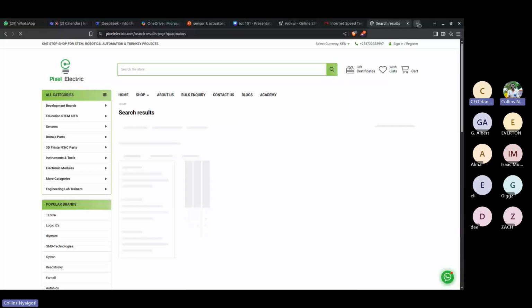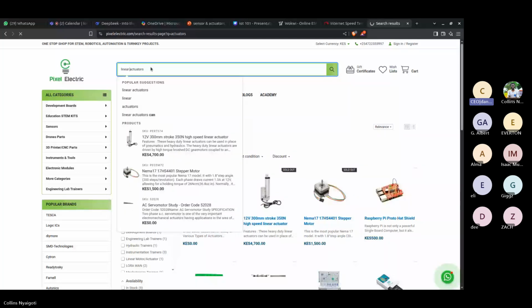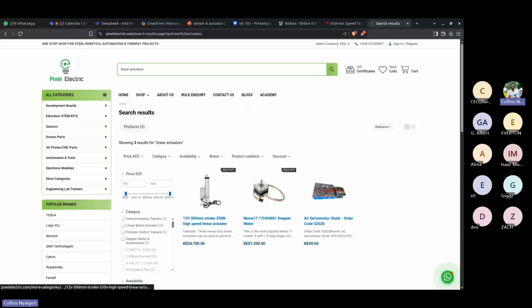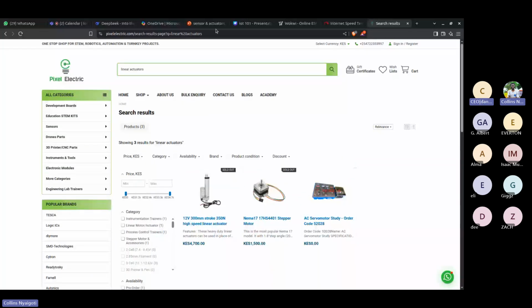Oh, you said you needed a linear actuator. Actually, I've been looking for it on almost every shop here. Yeah, you see they're here. Here is one, but it's expensive. 40. Okay, it depends on your pocket. But yeah, this store. Let me share the link to this store in the chat.